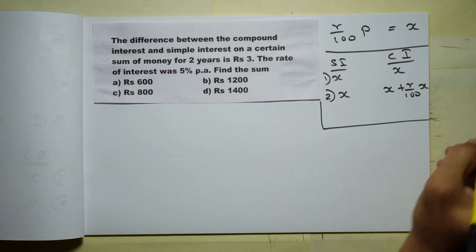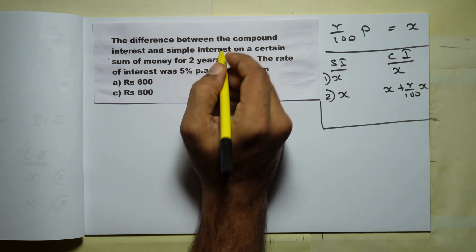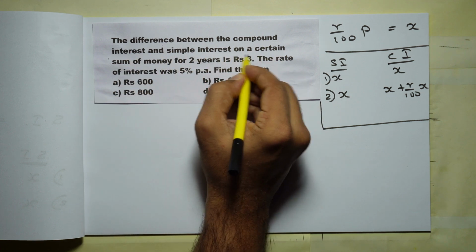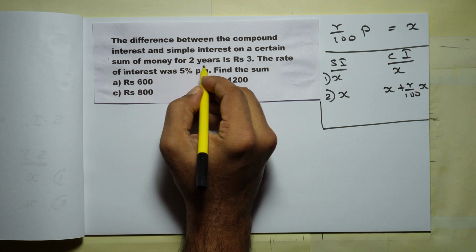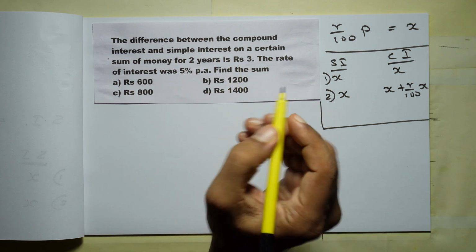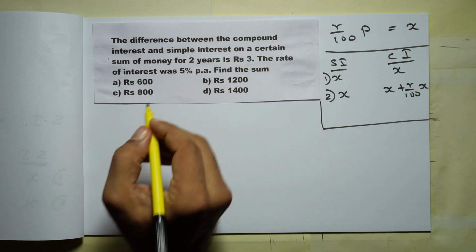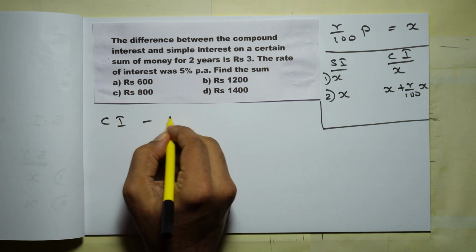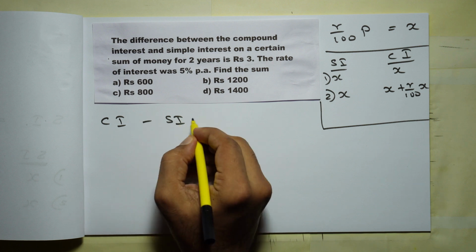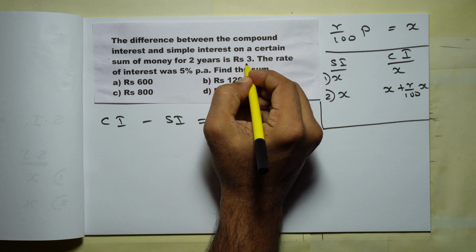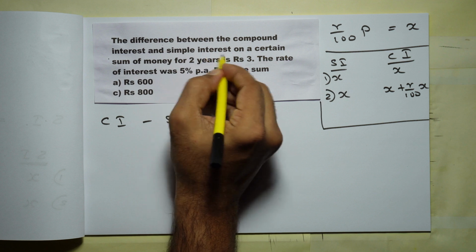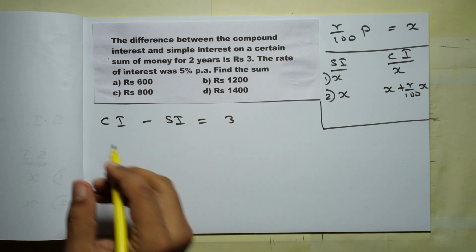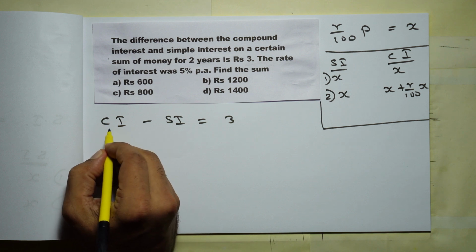Now the first statement says that the difference between the compound interest and simple interest on a certain sum of money for 2 years is rupees 3. We'll form the equation for that. That is, compound interest for 2 years minus simple interest for 2 years, that difference is equal to rupees 3.